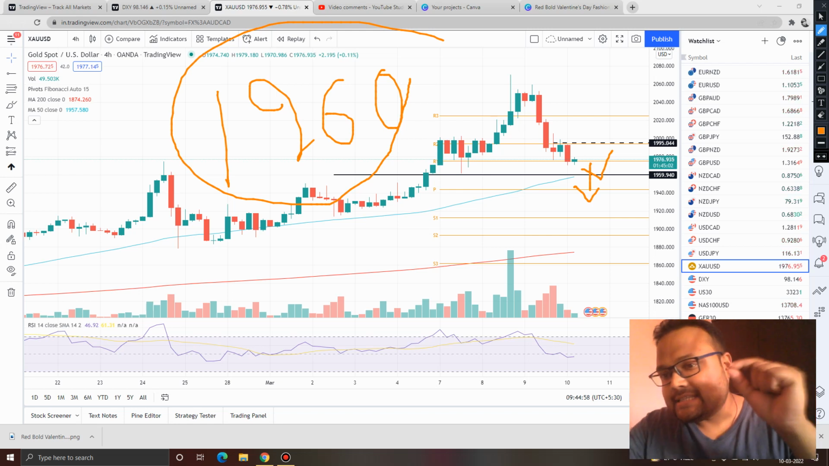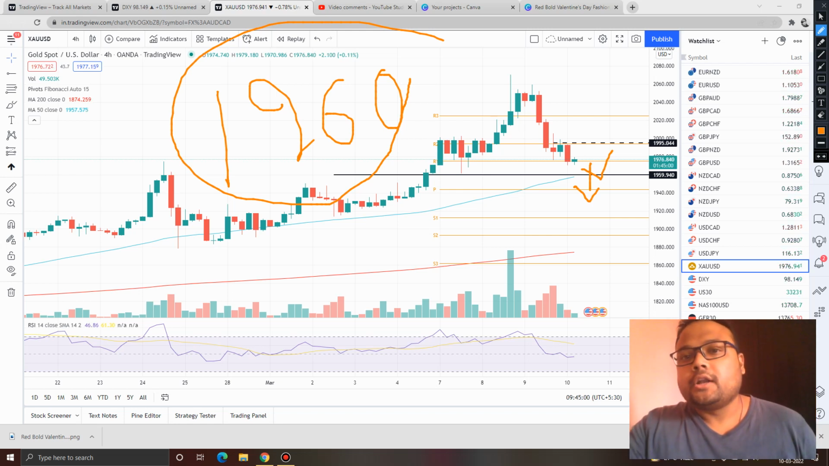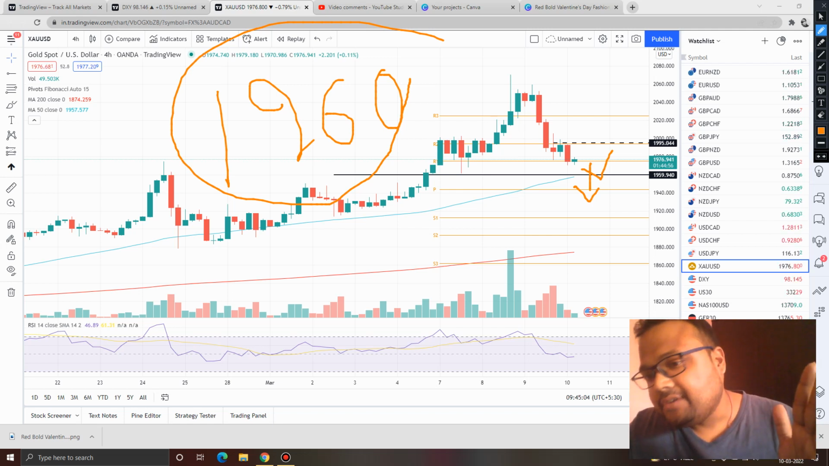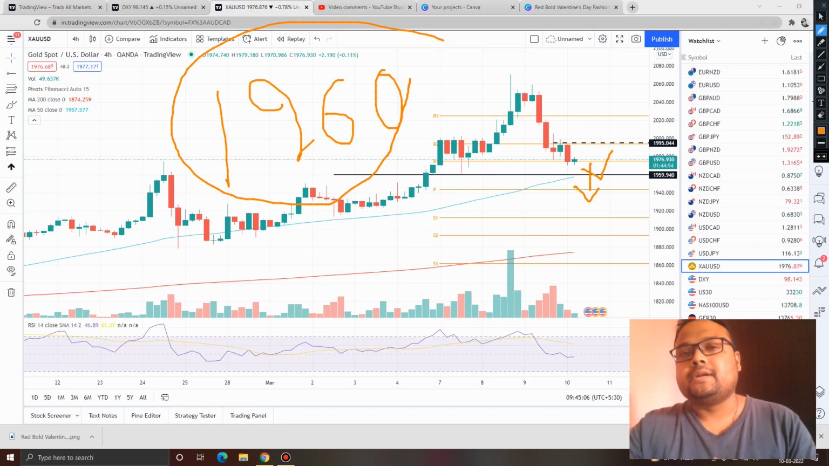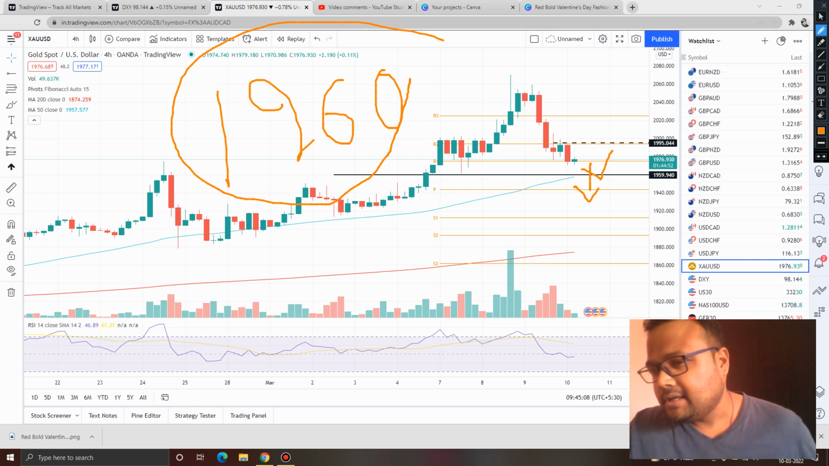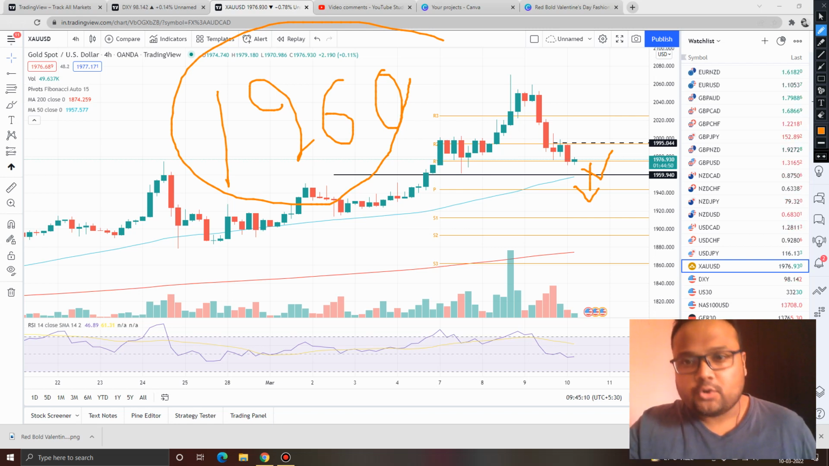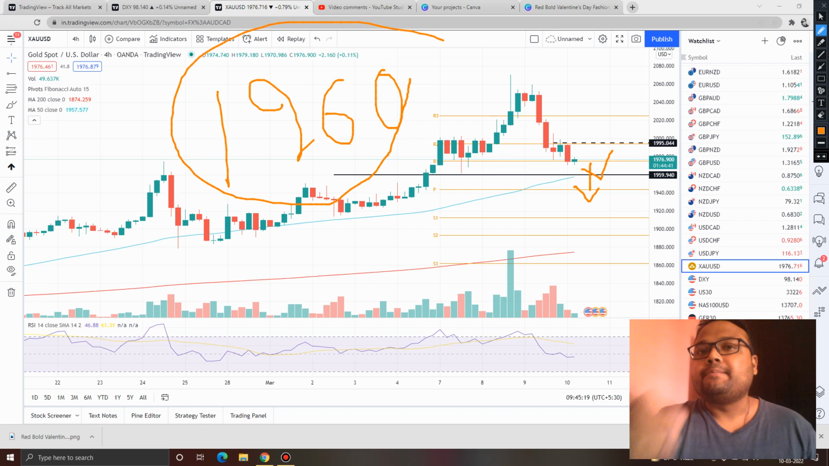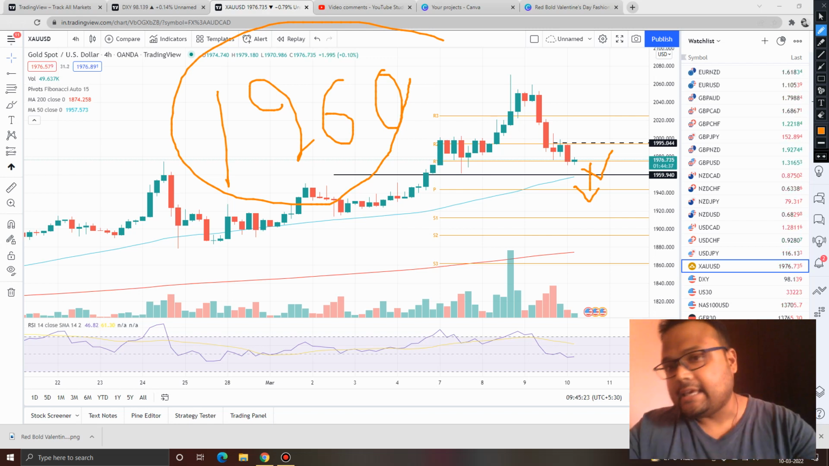But yes, 1960 will be very important, not only because we have horizontal support, but we also have additional confirmation from Fibonacci retracement. This is the 38.2% Fibonacci retracement level. So combining these two factors, 1960 is very important. If the market bounces, well and good, go for a buy. But if the market fails to take support and breaks, go for a sell. Okay, 1960, keep in mind.